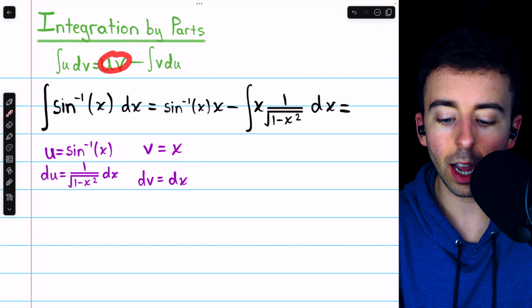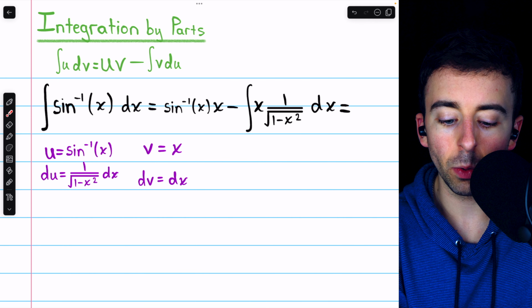We have u times v, which is arcsin of x times x, and then minus the integral of v du. So minus the integral of v, which is x, times du, which we see there. All right, so this is what it is, and then we'll just have to deal with this integral, which looks a little ugly, but it's actually not so bad.